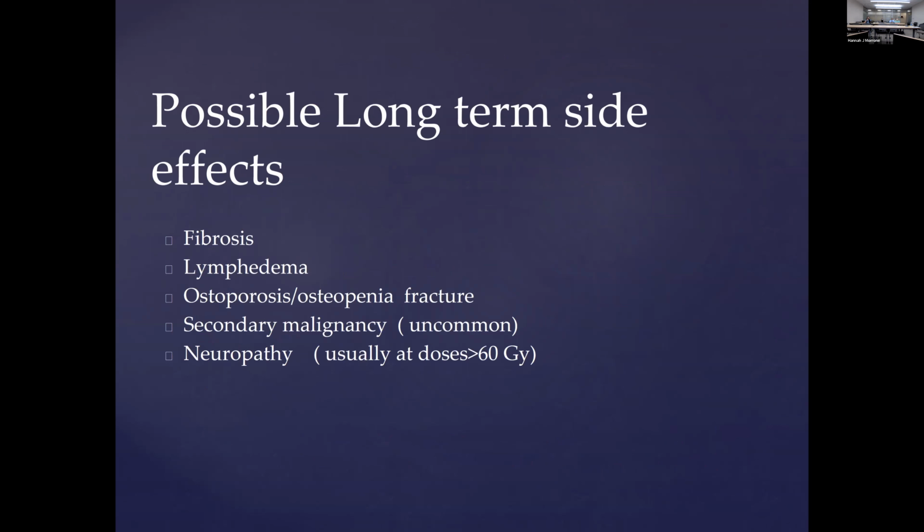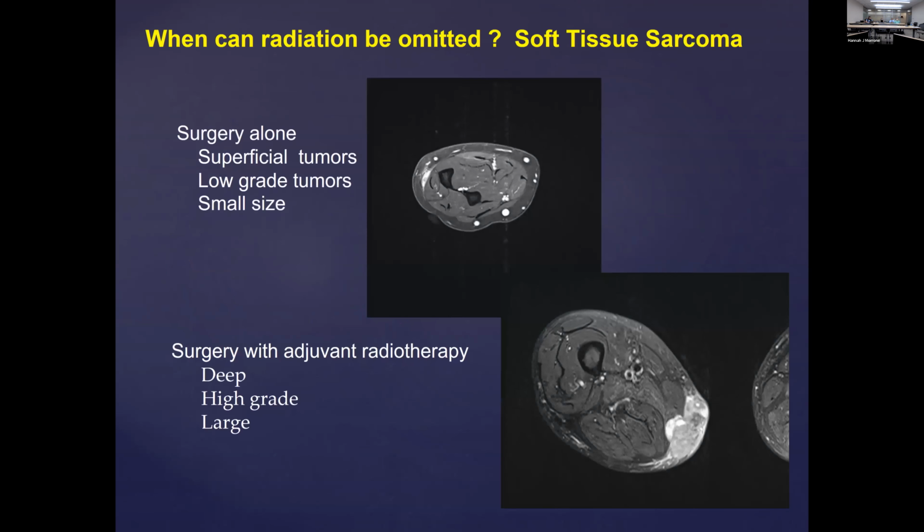There are a lot of possible long-term side effects, much less for only the 5-week course than the 6 or 7-week course. Fibrosis, lymphedema can happen, especially if you circumferentially radiate an extremity. They are prone to osteoporosis or osteopenia, especially if you circumferentially irradiate the femur or the humerus, so you try not to. Secondary malignancies, unfortunately, do happen. Nerves can take about 60 gray, so go pre-op, less neuropathy too.